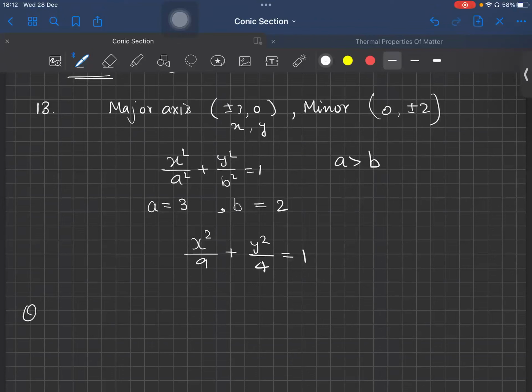Okay, I'll give you one problem. The minor axis is given: ends of minor axis is plus or minus 5, 0, and foci, whatever you say, it is plus or minus 3, 0. Find the equation of ellipse.